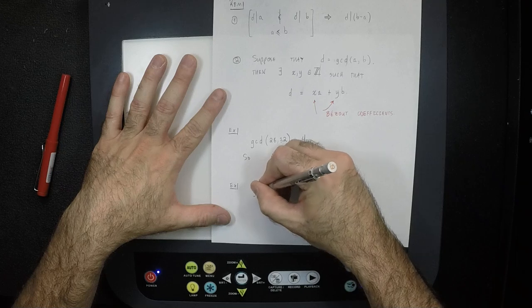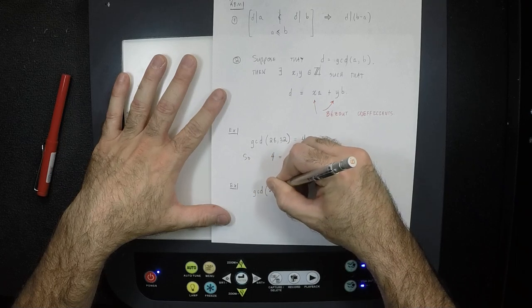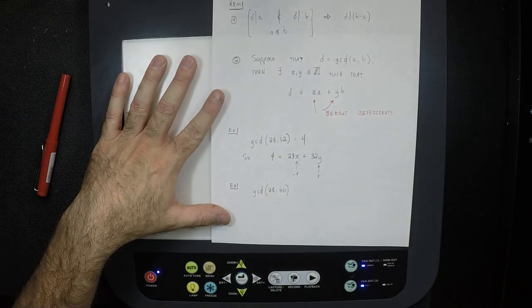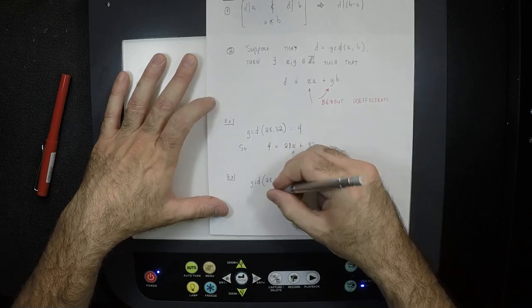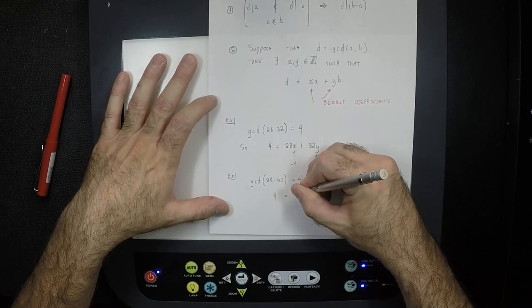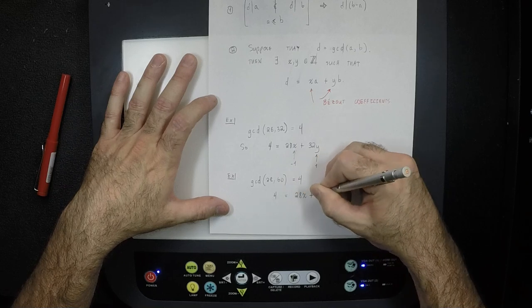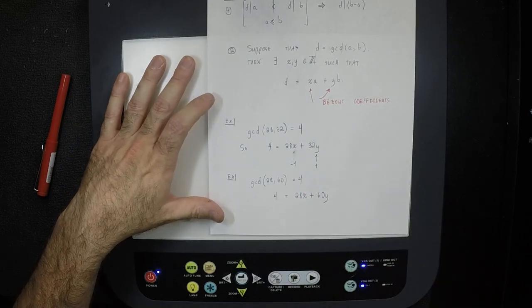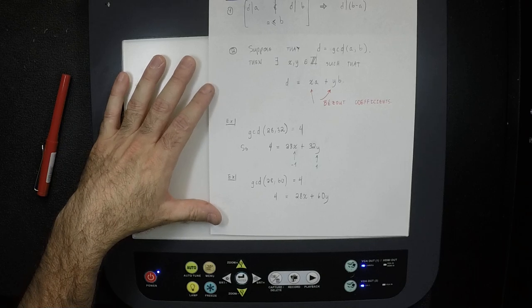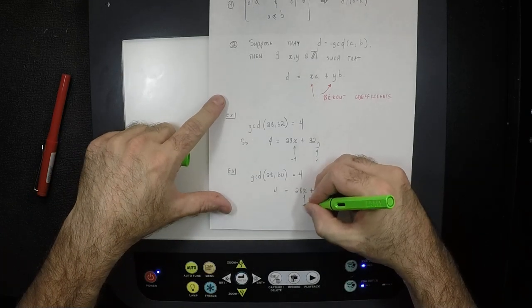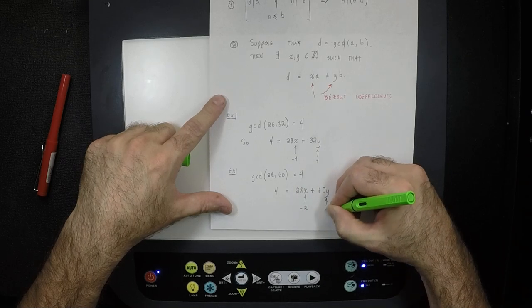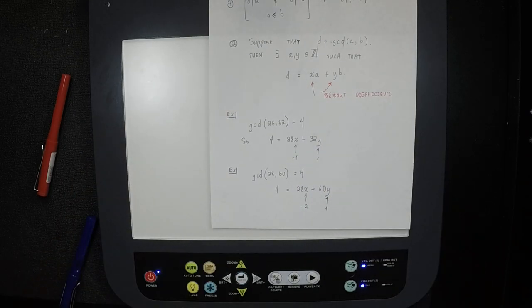How about the GCD of 28 and 60? Still 4. Still 4, but now I want you to tell me two numbers, X and Y, such that 28 times X plus 60 times Y is equal to 4. Negative 2 of these, and one of those. Would that work? Yeah, that'd work.